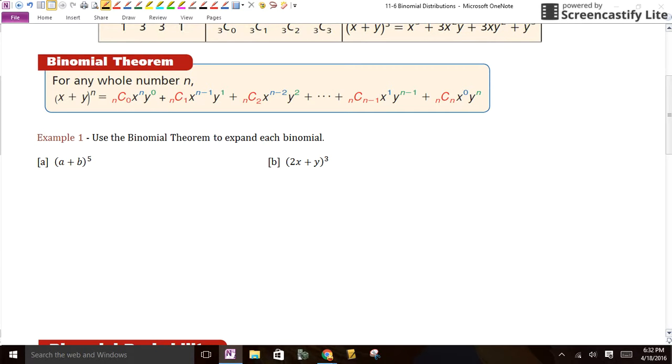Now I do the binomial theorem a little different. They do it going across. I do it going down. Just easier and less messy. So here we go. It starts off with NC0. So we're going to start off with 5C0. We have to go 5C1, 5C2, 5C3, 5C4, and 5C5.